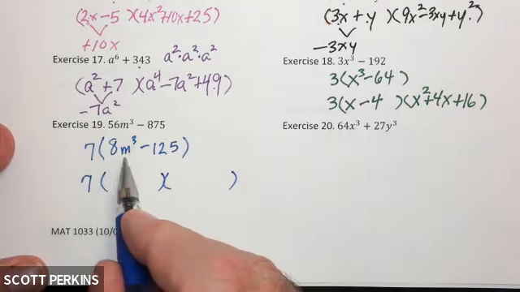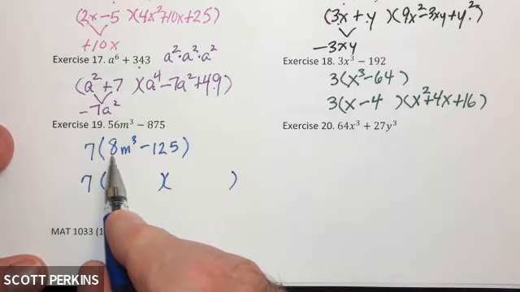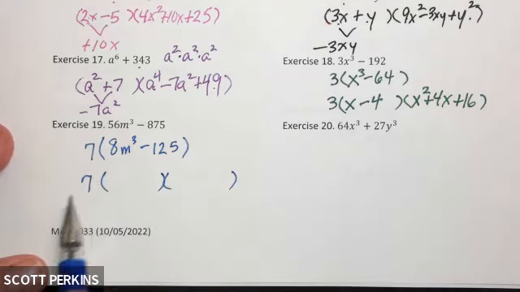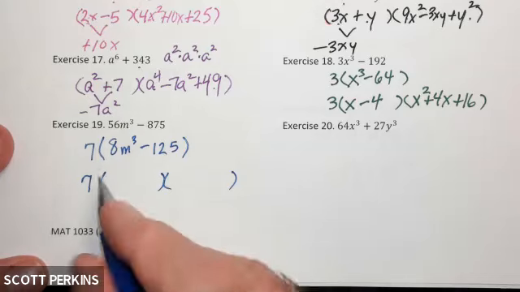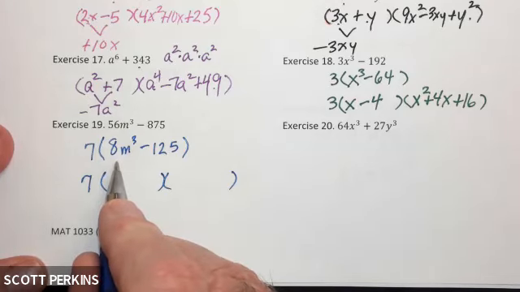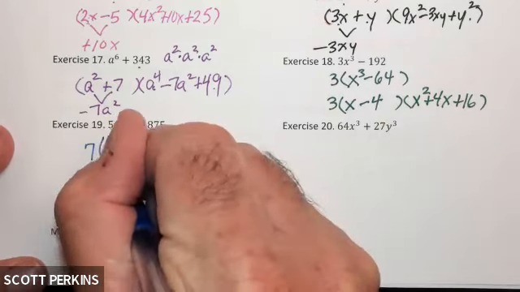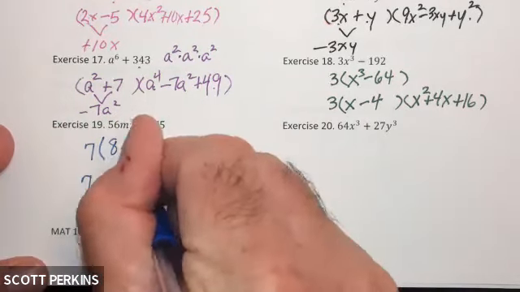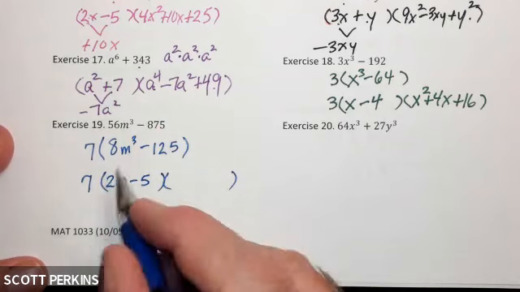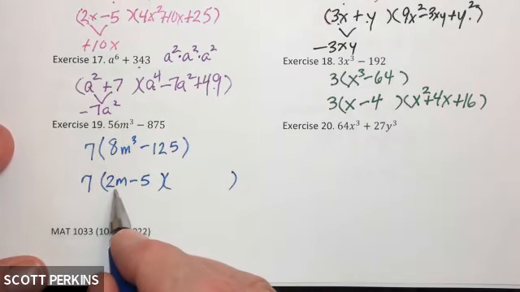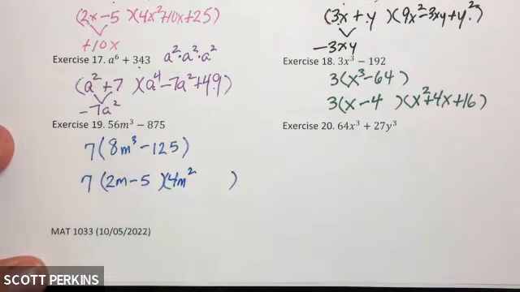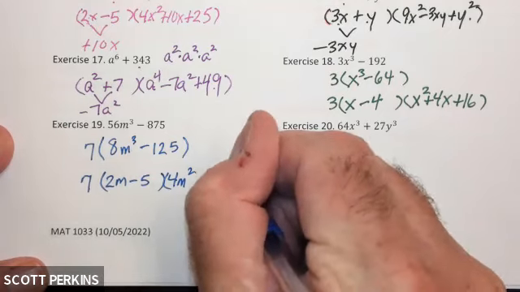All right, so the 8m cubed, when I factor out the 7, I'm left with 8m cubed minus 125. Once again, the 7 comes down as part of the final answer. The value 3 times that gives me 8m cubed is 2m. The value 3 times that gives me negative 125 is negative 5. 8m cubed, when I factor out the 2m, I'm left with 4m squared. Negative 125, when I factor out the negative 5, is plus 25.